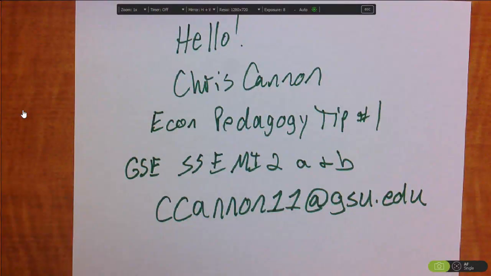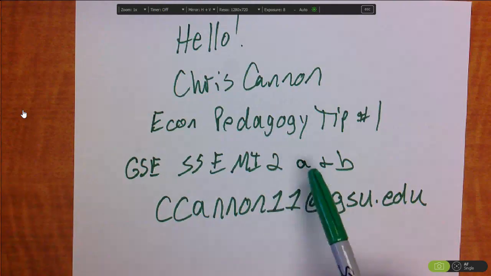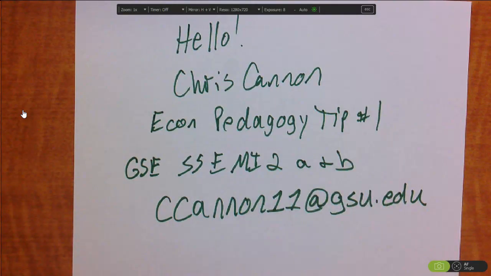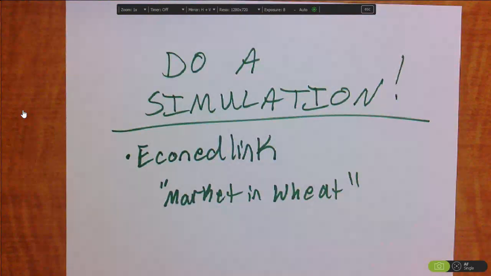And I'm going to go through a real quick pedagogy tip here regarding the Georgia Standards of Excellence SSEMI 2, that's Microeconomics 2, A and B. These are the standards and elements that deal with supply versus quantity supplied, law of supply, law of demand, that kind of stuff. And my email is there because I'm going to show you two documents in just a moment that you may want access to later on. You can just email me and I will send those to you. Or if this is the kind of thing where you can download a file, I will post them with this video.